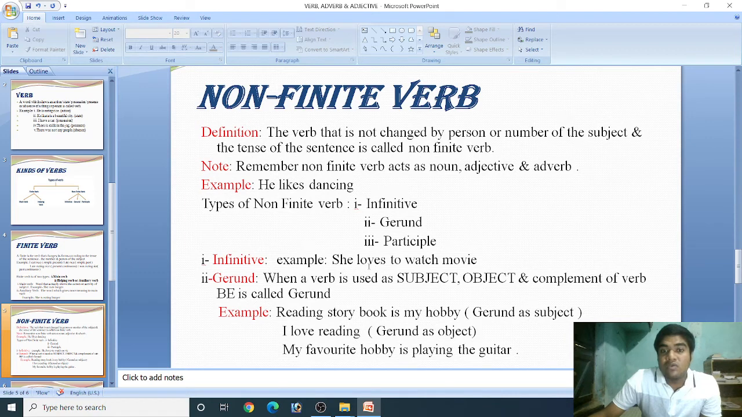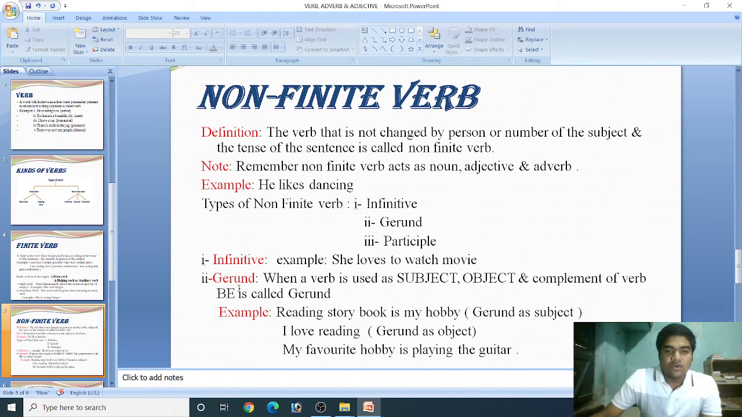So it tells about this verb. Loves is a verb, and watch tells about her love, that she loves to watch. So watch is an adverb here, and it is a non-finite verb. So this is the easiest way to identify an infinitive: there will be a to before this verb.